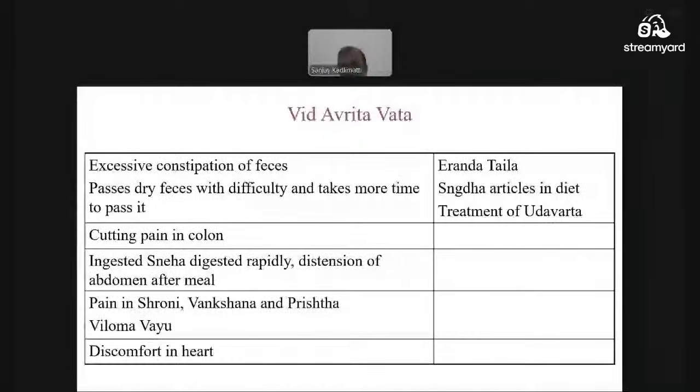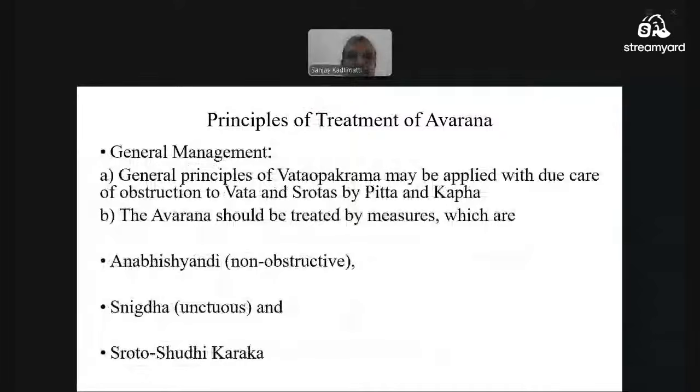Eranda taila prayoga, because it is anulomaka, snigdha ahara, and the best is the treatment of udavarta. Whatever you are taking for the treatment of udavarta and trimarmiya, that you have to use for the treatment of vidavarta vata. Now coming to the general principles of management of avarana. Especially we have seen, but general principles, because nothing is specific here. We have to use your logic.